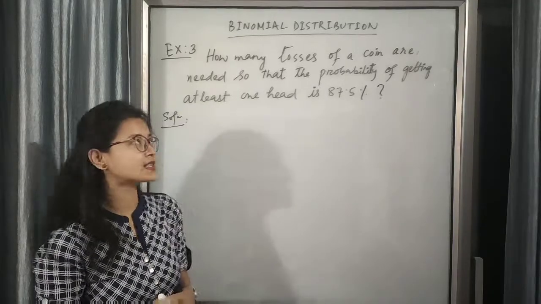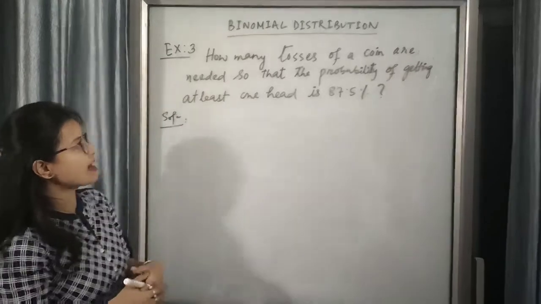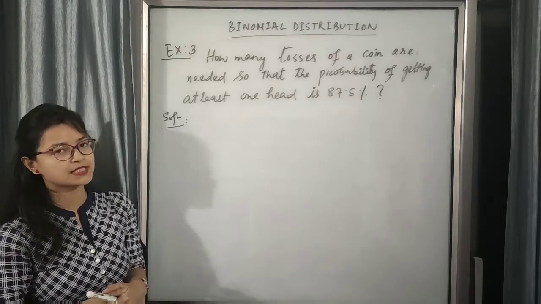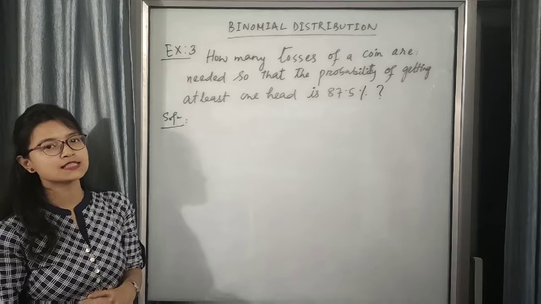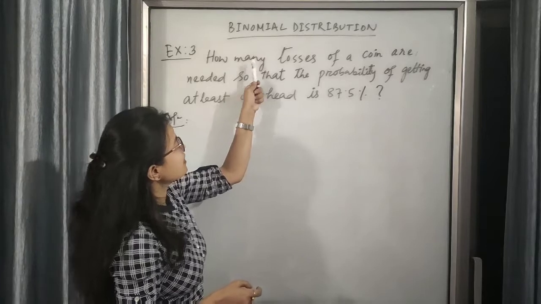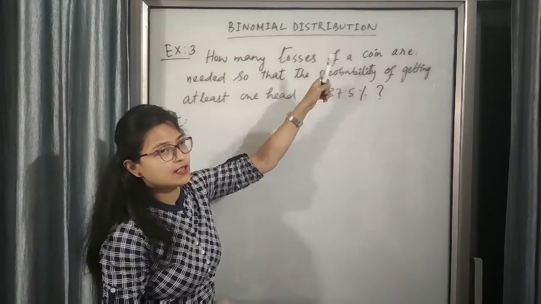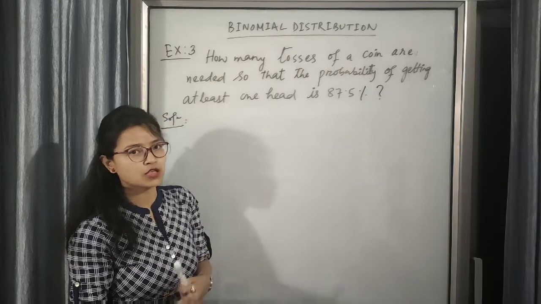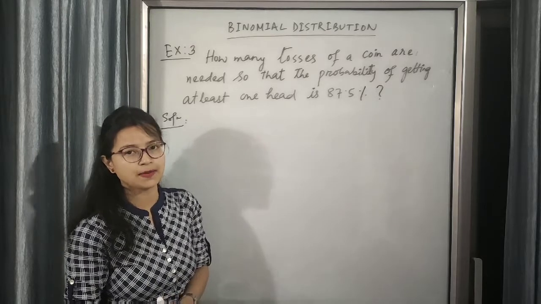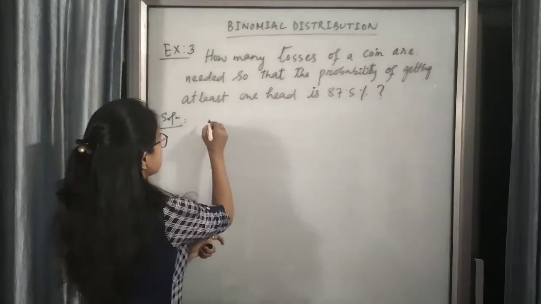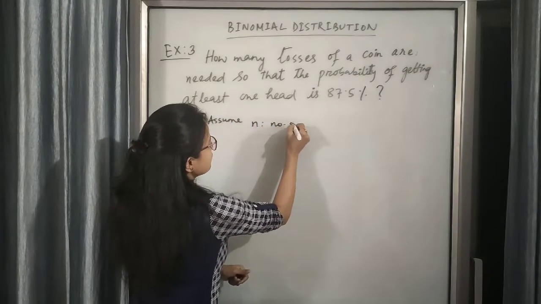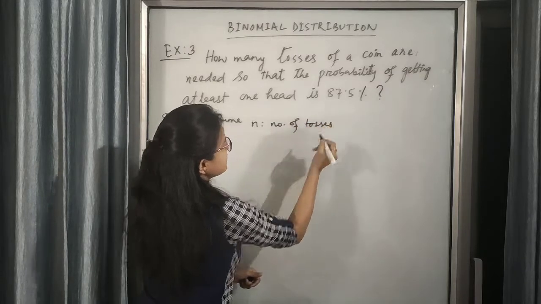Now let us look at the third example. How many tosses of a coin are needed so that the probability of getting at least one head is 87.5%? This problem is similar to the second part of example 1. Here, to evaluate the number of tosses of a coin, the experiment, the trial, is tossing of a coin, with exactly 2 outcomes, head and tail. So it is a Bernoulli trial, and we can apply the binomial distribution. So let us assume n as the number of tosses that is to be determined.